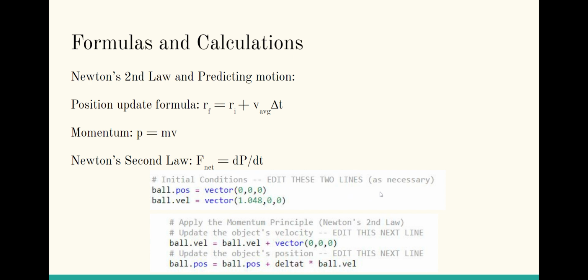Then I used the calculated slope of my experimental values, which is gathered using Tracker, as my velocity vector, as seen here, by the 1.048. I then used the position update formula to continuously update the position of the object based on this velocity, as seen by this line of code here.